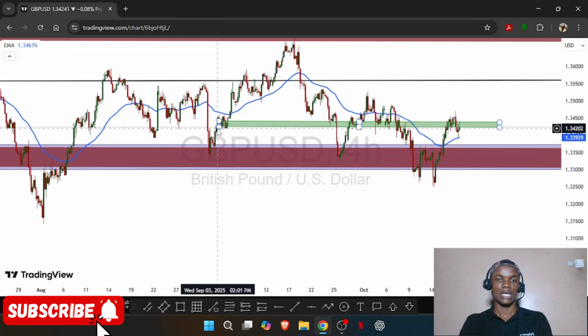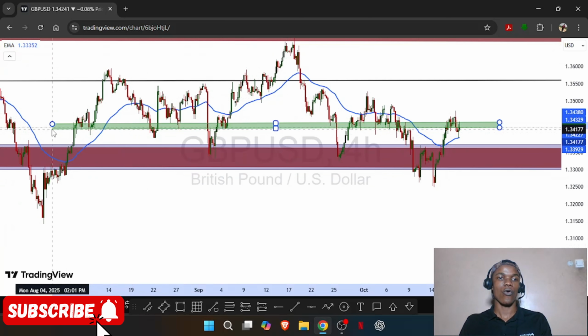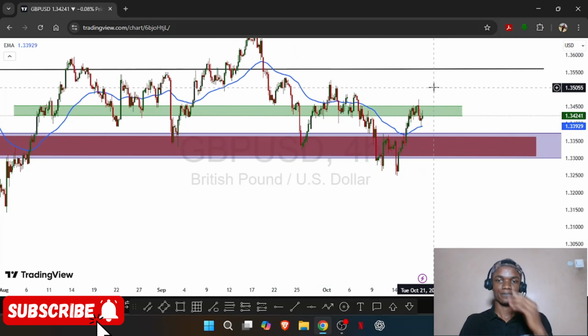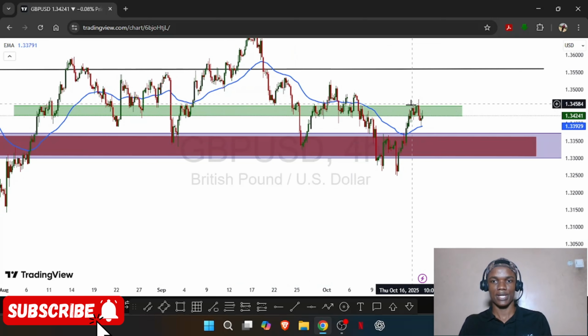How do I know? Market has resisted or held here a lot of times. It held here, it held here, held here very well, and you can see it is also holding here.